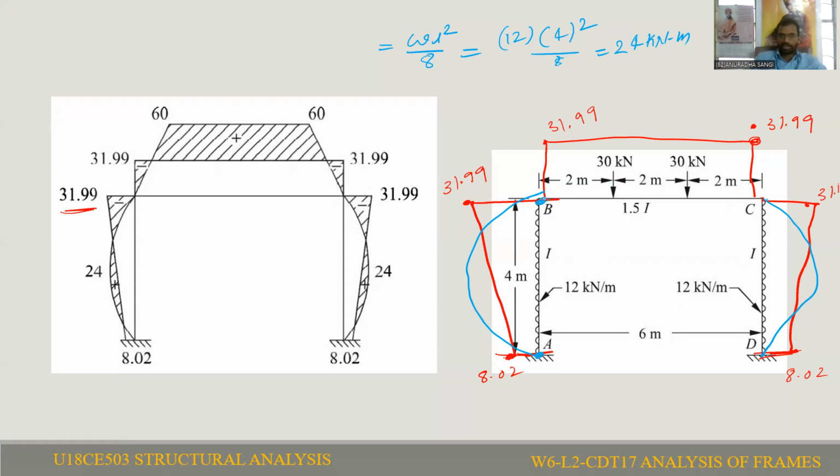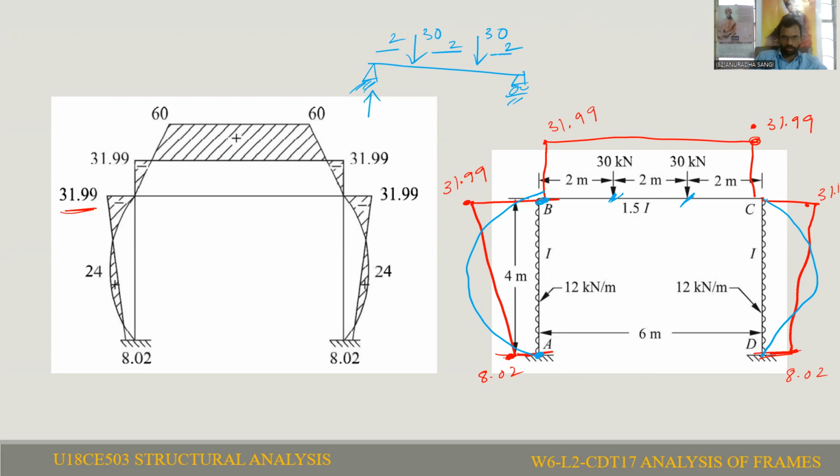Here we have to calculate the bending moment at various locations, say under the loads. For this I am taking a simply supported beam subjected to two point loads. We have to calculate the reactions first. This is 30 kilonewton and this is also 30 kilonewton, with 2 meter, 2 meter and 2 meter spacing. This is a symmetrical load, so RA is equal to 30 and RB is also 30.